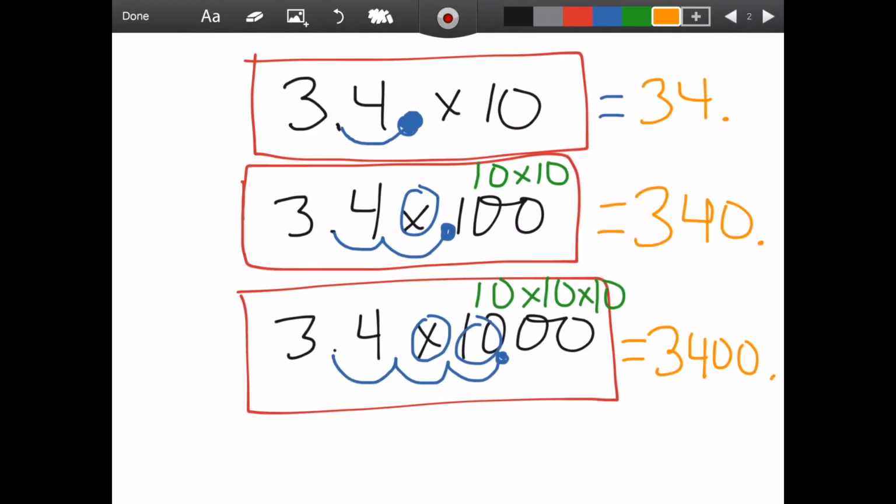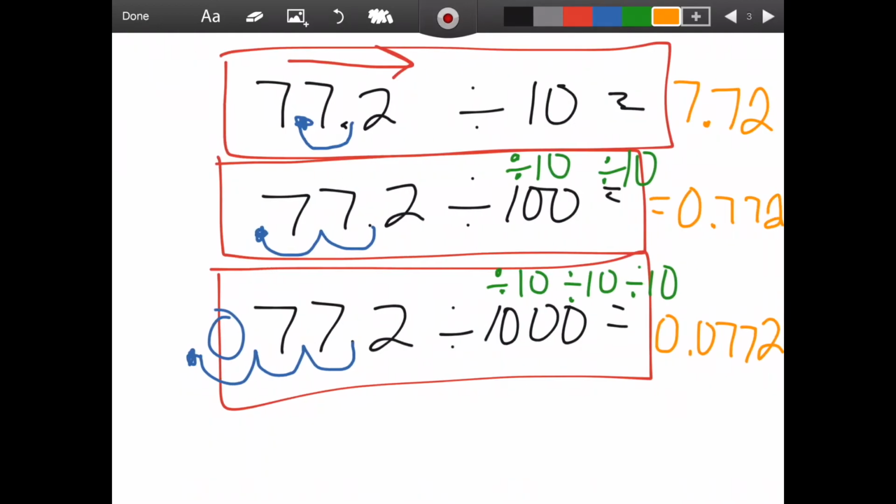To multiply by 10, 100, and 1,000, we can either move the decimal over once to multiply by 10, twice to multiply by 100, or 3 times to multiply by 1,000. Keep in mind, the reason we do it twice for 100 is because 100 is the same as multiplying by 10 twice. 1,000 is the same as multiplying by 10 3 times. For dividing, we can move the decimal back 1 for dividing by 10, back 2 times for dividing by 100, or back 3 times when dividing by 1,000.